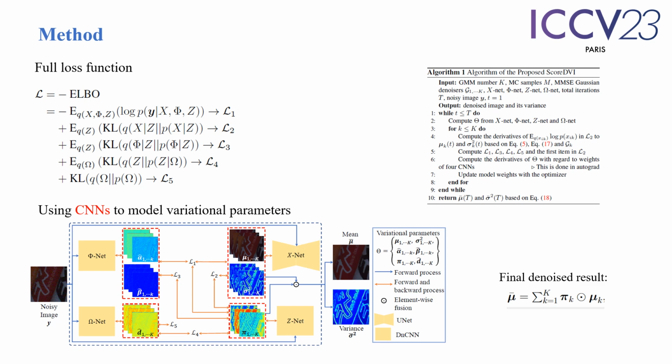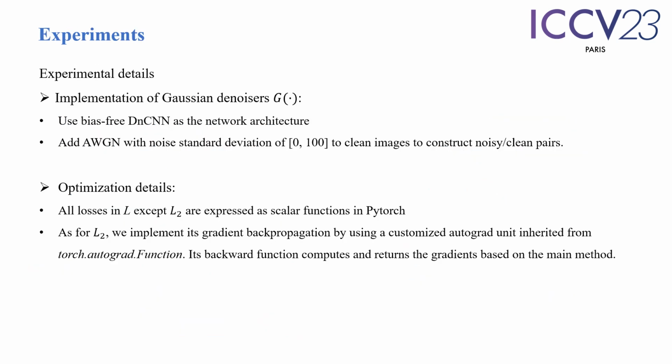It consists of 5 parts. The losses L3, L4, and L5 are all analytical by design, so we can directly obtain their derivatives. Regarding the loss L2, we can incorporate our main method and get its derivatives through the scores from Gaussian denoisers. To provide the regularization to these variational parameters and further speed up the convergence, we adopt 4 CNNs to model these variational parameters. The whole diagram of our method is shown in this figure.